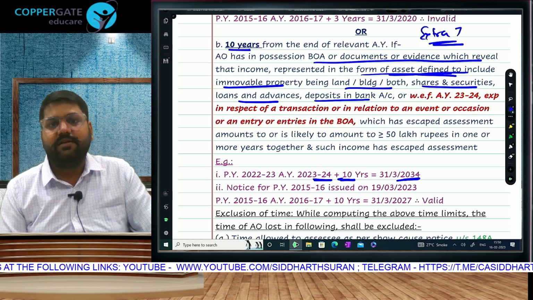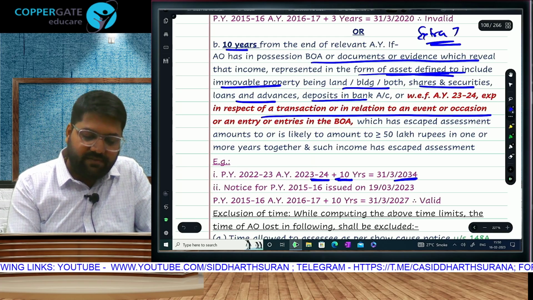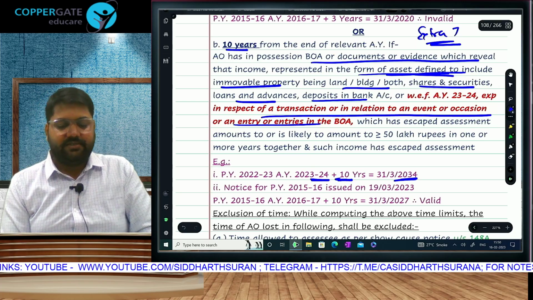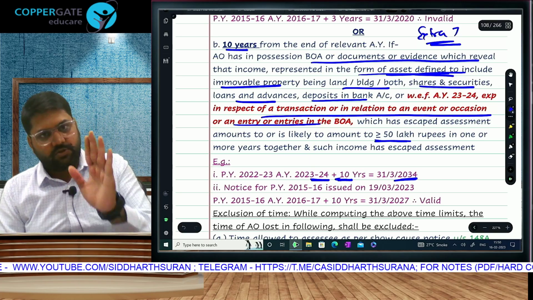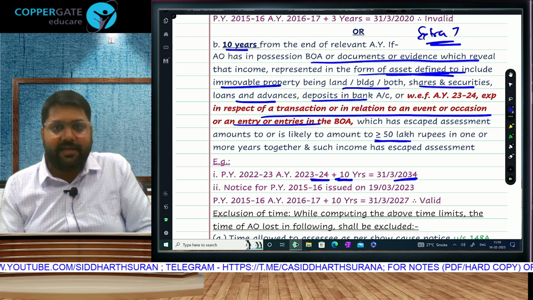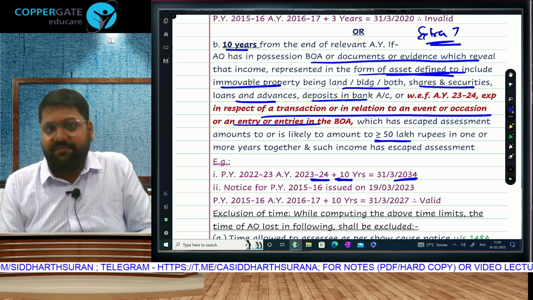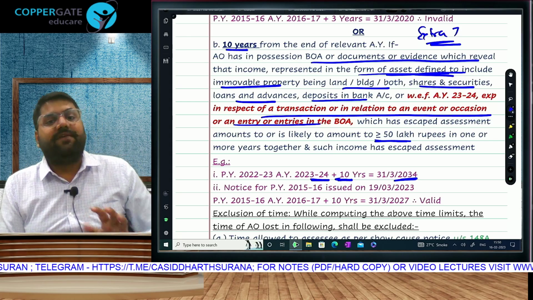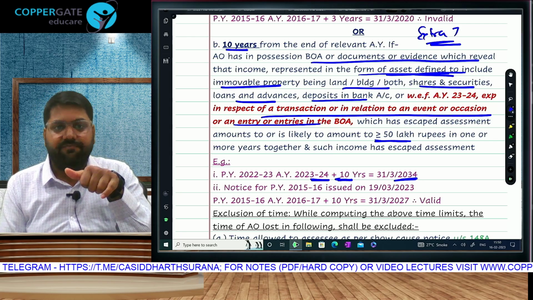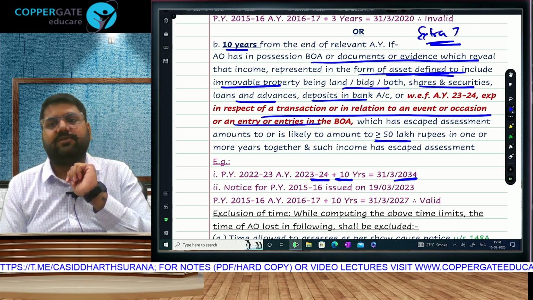And here also there is an amendment. Expense with respect to any transaction, event, occasion or any entries in books of accounts which is equal to or more than 50 lakh. First of all, let me be clear, equal to 50 lakh is also covered. Income escaping assessment is greater than or equal to 50 lakh. Not greater than only, equal to will also be covered. But that income is converted into 5 assets. 4 were existing, 1 is an amendment. Which? Immovable property, shares and securities, loans and advances, deposits in a bank account.